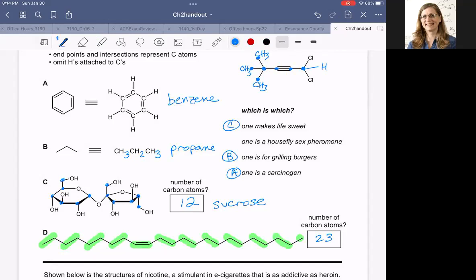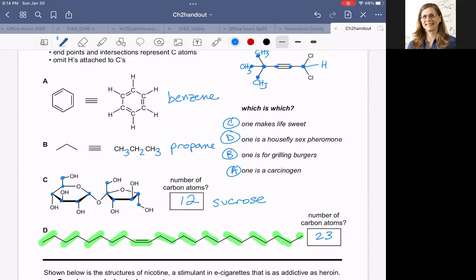So there's a 23 carbon chain with a carbon-carbon double bond at this position with the cis stereochemistry, where both those carbon groups are on the same side of the double bond. This is the pheromone that the common housefly uses as a sex attractant. So that's another interesting organic molecule.